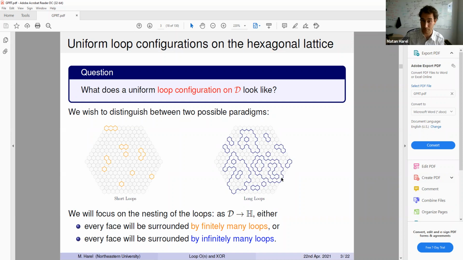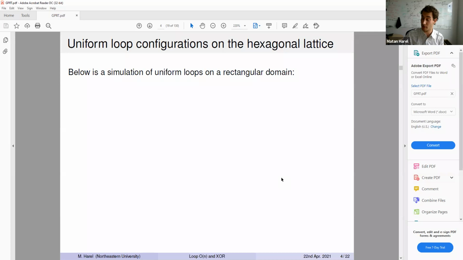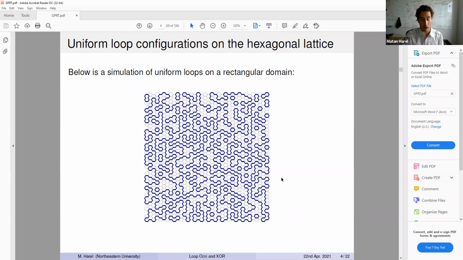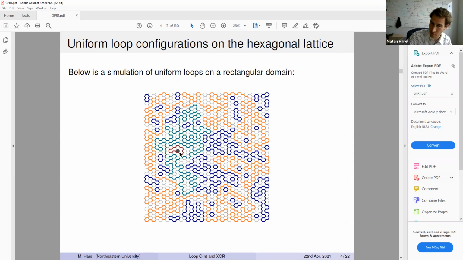So let me show you a picture. Here's a simulation of the uniformly chosen loop configurations. I think you will look at this for about 1 second and say, yeah, this is long. And it's a bit hard to see with all this blue and gray. I picked out this one gray face and showed the red, the green, and the orange loops, which are the 3 loops that surround it.